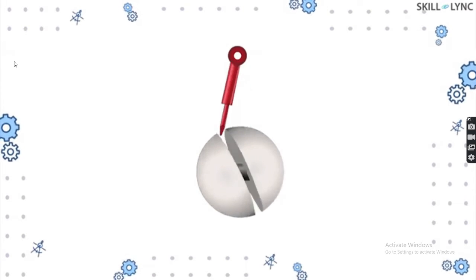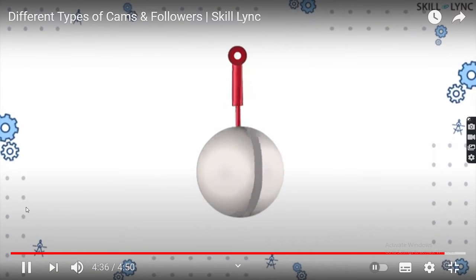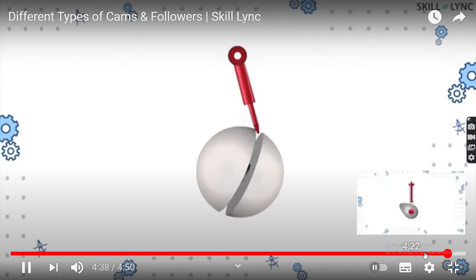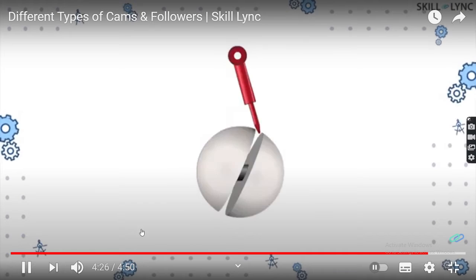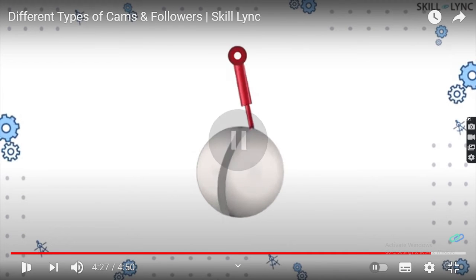So that's it, guys. With this, we've seen the different types of cams and followers. For the time being, you just understand simple cam and follower, that is this type, which converts rotary motion in the shaft to a reciprocating motion in the follower. This is the shaft which drives the cam, which then transfers the motion to the follower.